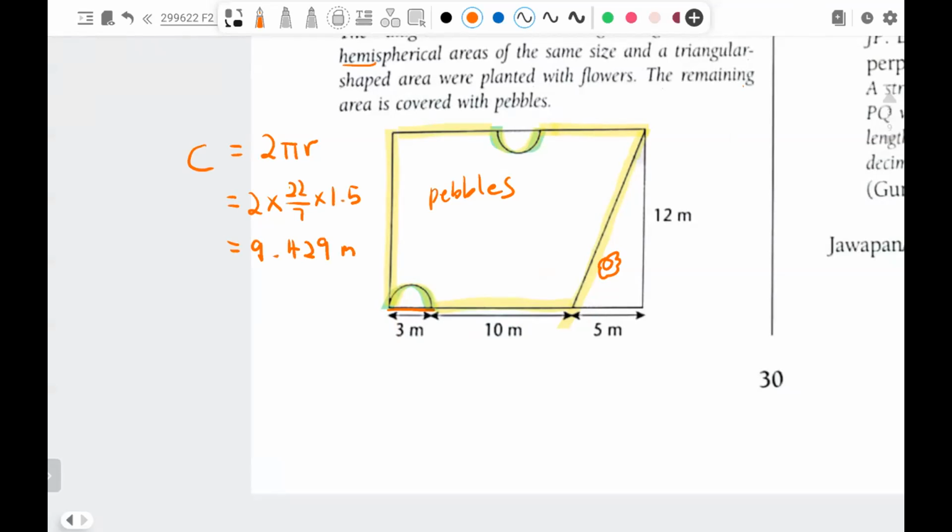Okay, circumference where? Here plus here. Then here is 10 meter, so we write down 10. Then this side 12. Whichever length you know, you can label first. Then what about the hypotenuse? Can you count for me the hypotenuse? I believe you know how to calculate the length of the hypotenuse. The slanted line, how to find?